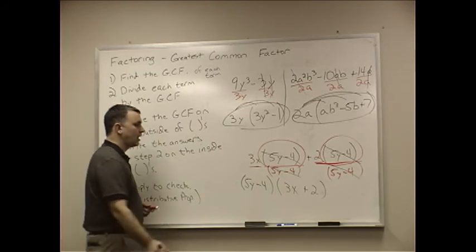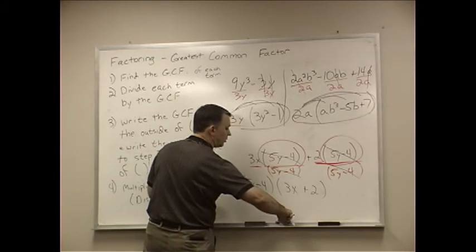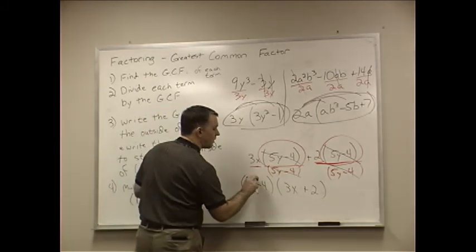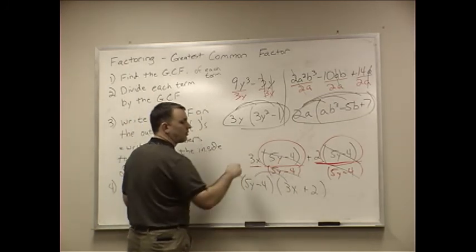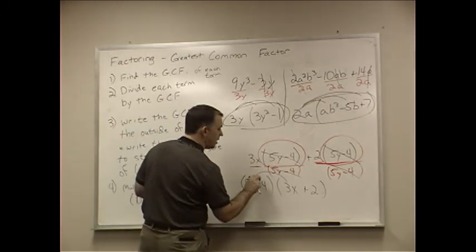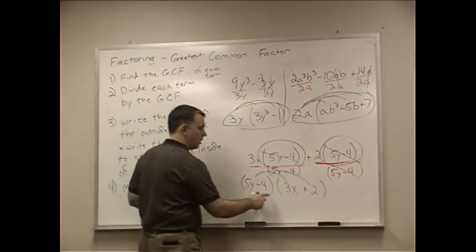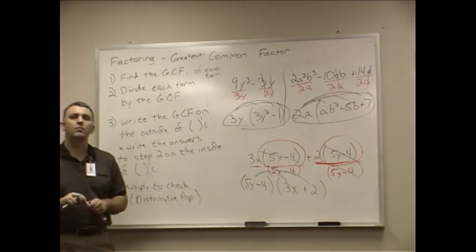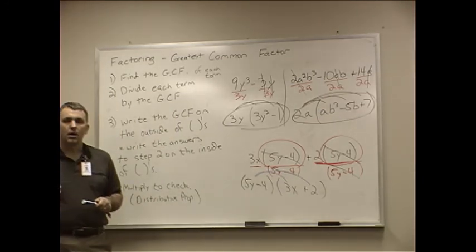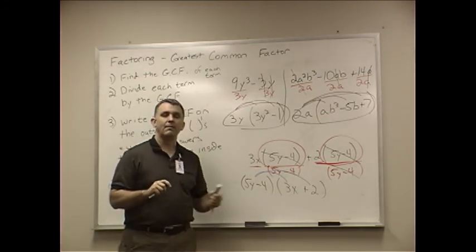Now if you want to check it, use the distributive property. Use a little different color here. 5y minus 4 times 3x. Well, there's 3x times 5y minus 4. And then 5y minus 4 times 2. Well, there's 5y minus 4 times 2. We don't have to do anything more there. All right? Anyway, this is common factoring.